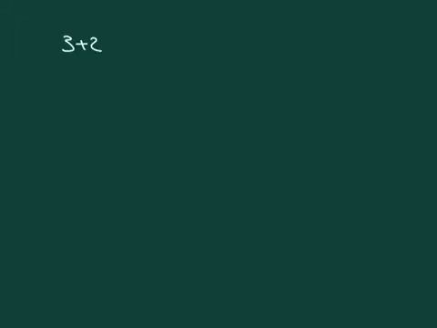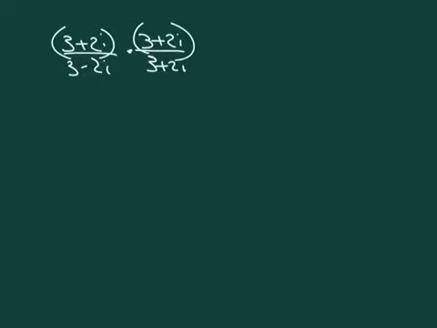3 plus 2i over 3 minus 2i. Multiply it by its conjugate. Okay, so we're going to do the FOIL method here. So we get, I'm going to do it below here in yellow. First, outside, inside, last. And on the bottom, we just square the first term minus square the second term.